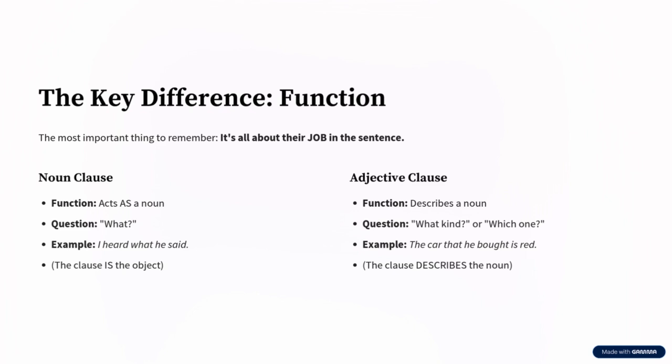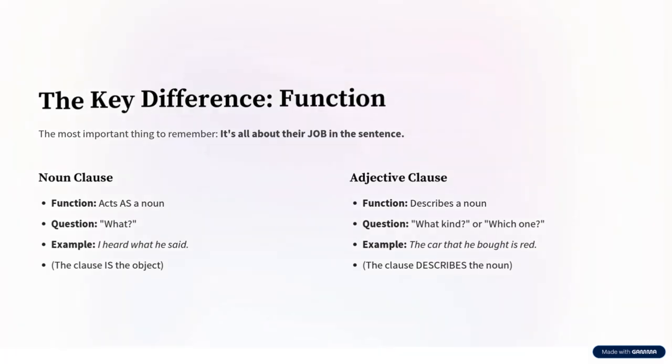An adjective clause answers, what kind, or, which one? Which car? The car that he bought. The clause, that he bought, is just giving us more information about the car. It's not the main subject or object itself.